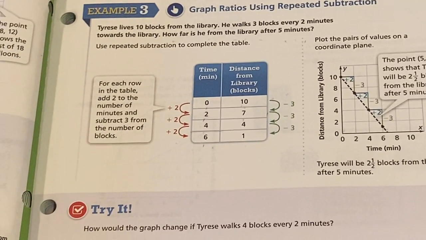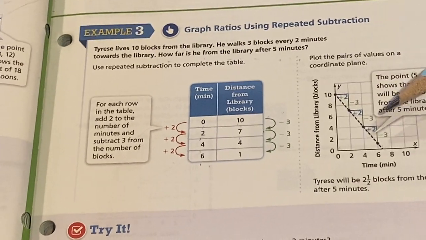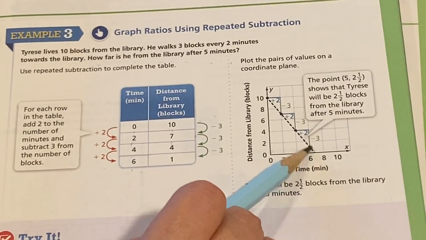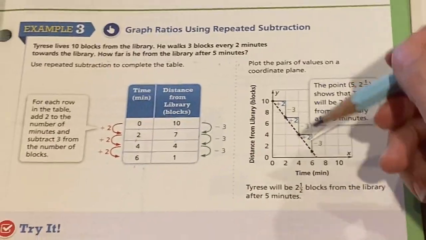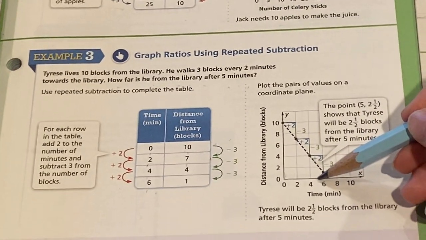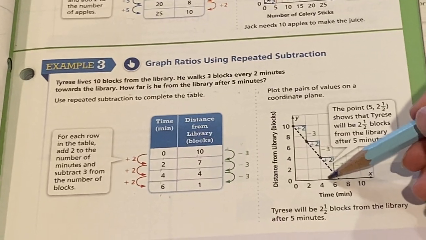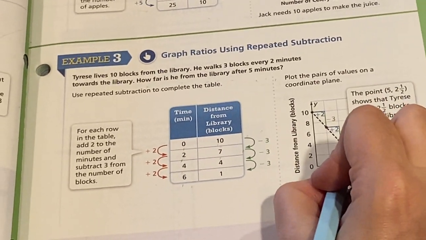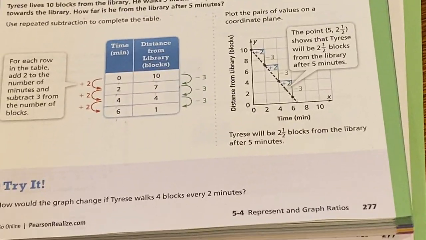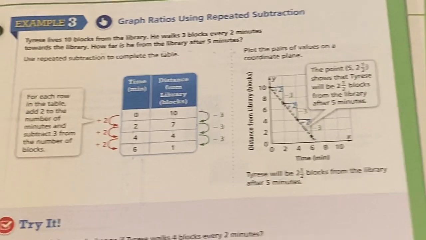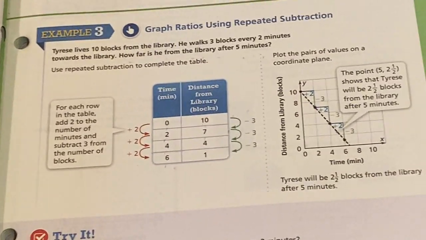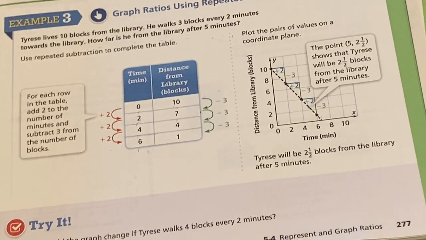Now, even though we haven't plotted a point for 5 minutes, if you drew your straight line and then went to 5 minutes along the bottom and went straight up from there, the place where that point would be is 2.5. So the point 5, 2.5 shows that Tyrese will be 2.5 blocks from the library after walking for 5 minutes. Okay?